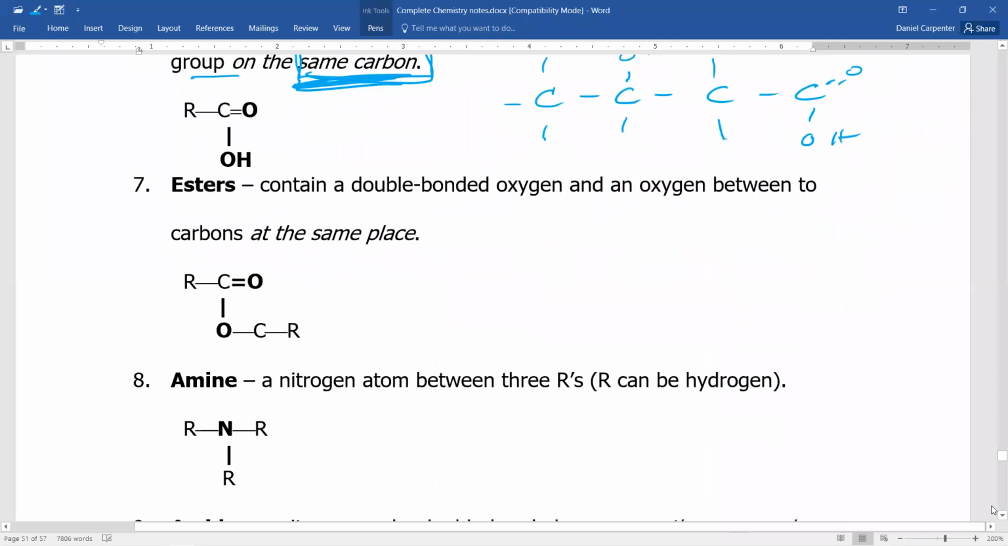So esters are like combining an ether and an aldehyde or ketone, depending on where the double bonded O was: a double bonded oxygen, and an oxygen between two carbons, at the same place on the same carbon, either on this carbon or on this carbon. So at the same place, or in other words, on one of the same carbons.